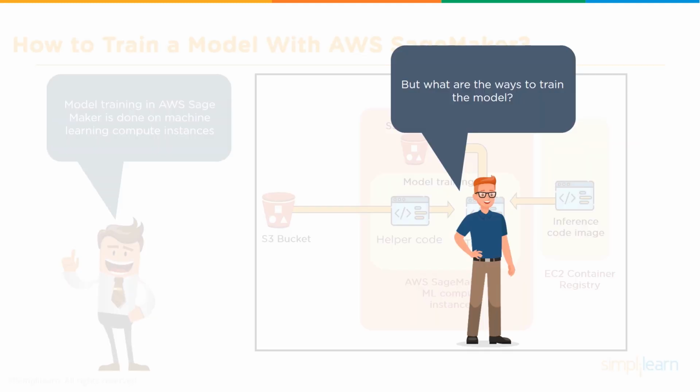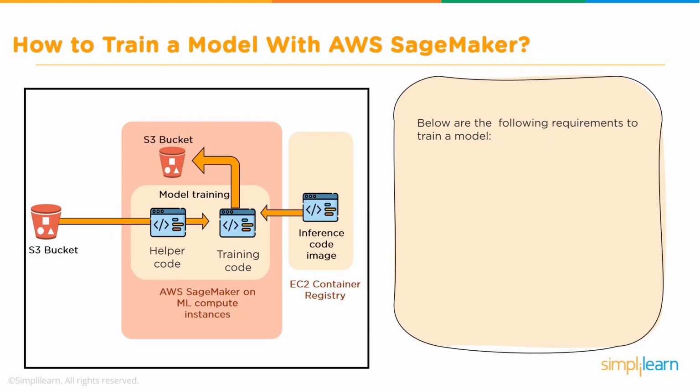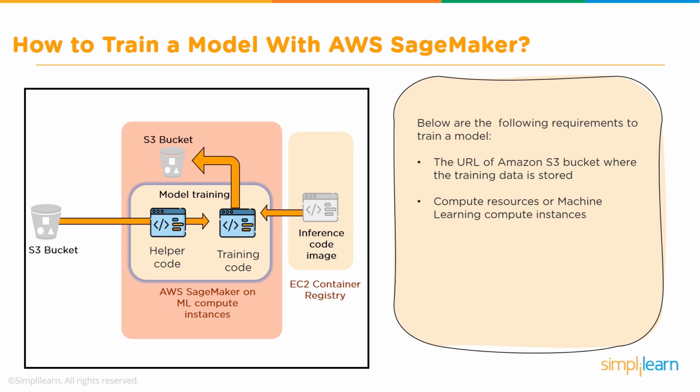Now let's look into what are the ways to train the model as per the slides. So below are the following requirements to train a model. So here in the diagram you can see these are the following requirements to train a model. The URL of an Amazon S3 bucket where the training data is stored, that is mentioned. The compute resources on machine learning compute instances. So these are all your machine learning compute instances.